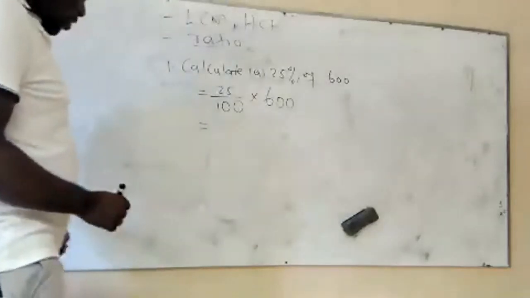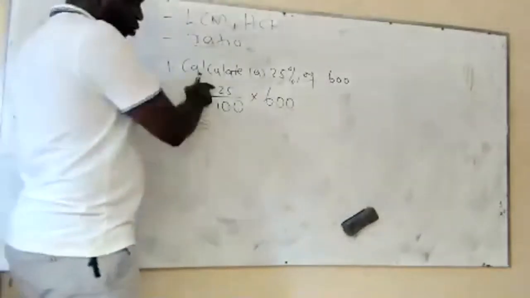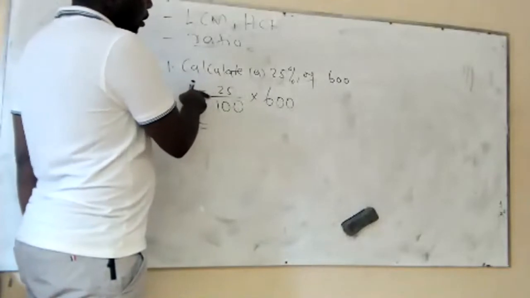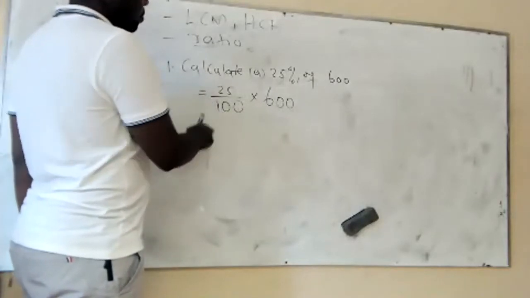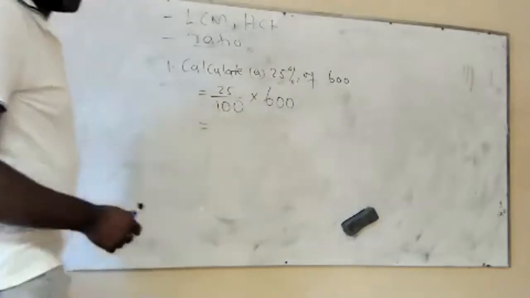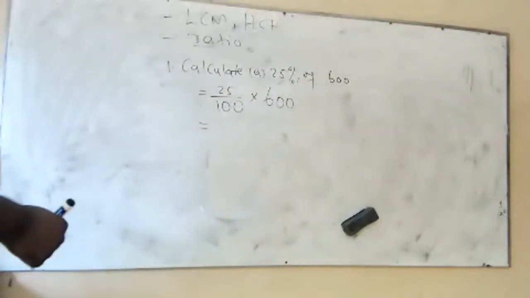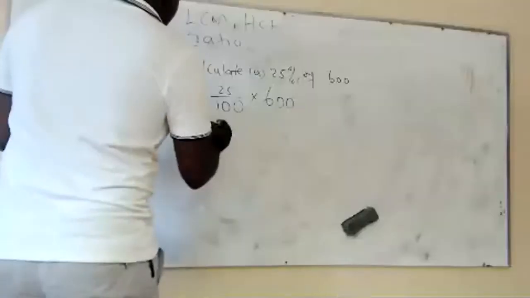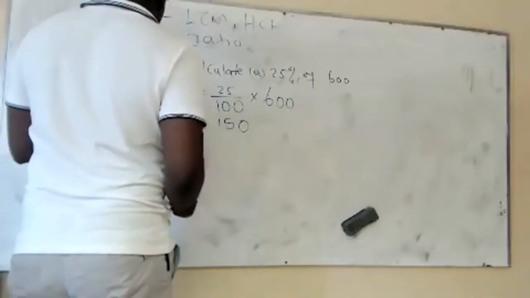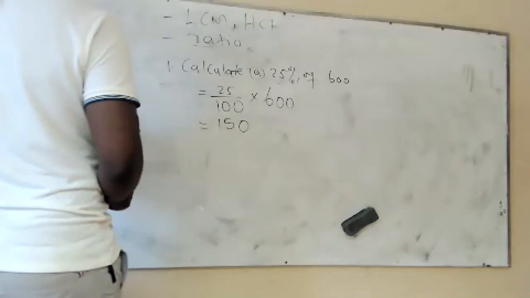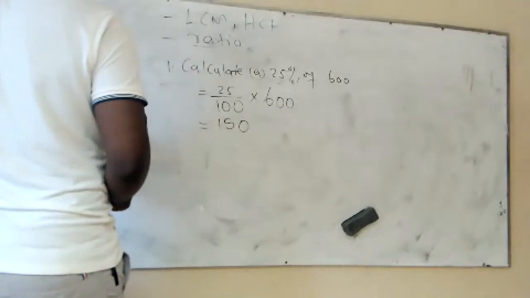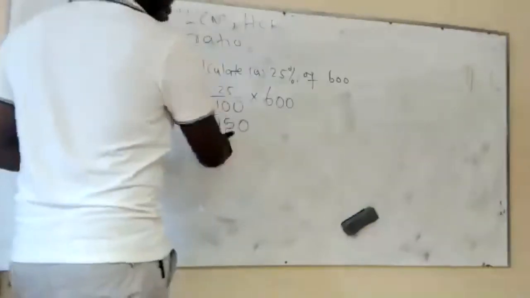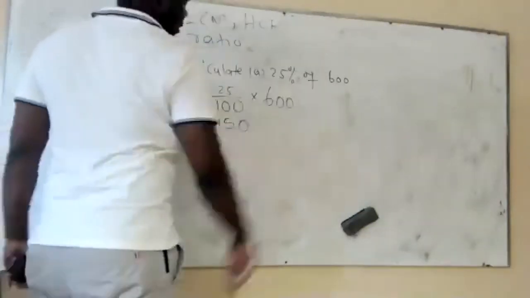Can you quickly do this in your calculator and tell me what you obtained when you substitute this in? 25 divided by 100 multiplied by 600. It gives you the answer of what? 150. It's going to give you an answer of 150. This is 25% of 600.